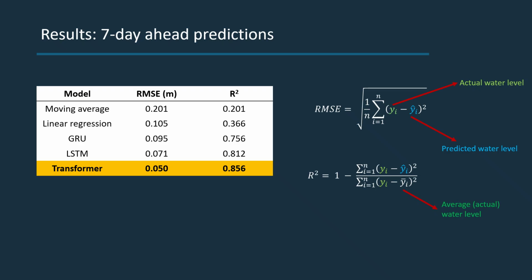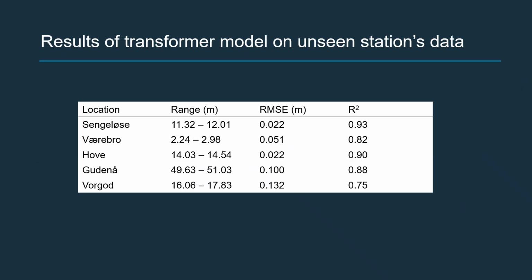So as you can see from the table, the transformer model obtains the best values for both metrics, indicating its suitability to this task. Now we can see the transformer model's performance on each of the individual test locations. The performance is quite good in all cases, as you can see from the RMSE and the R-square.